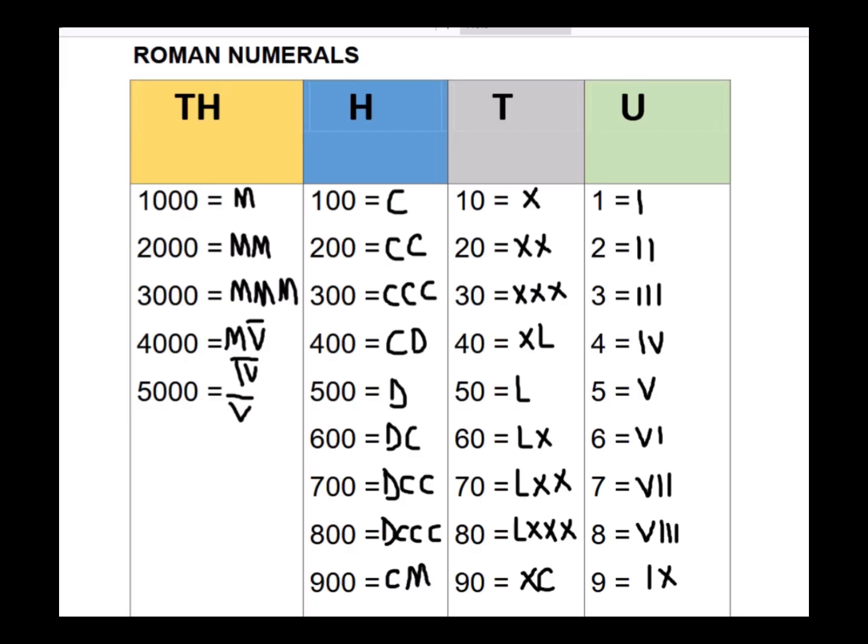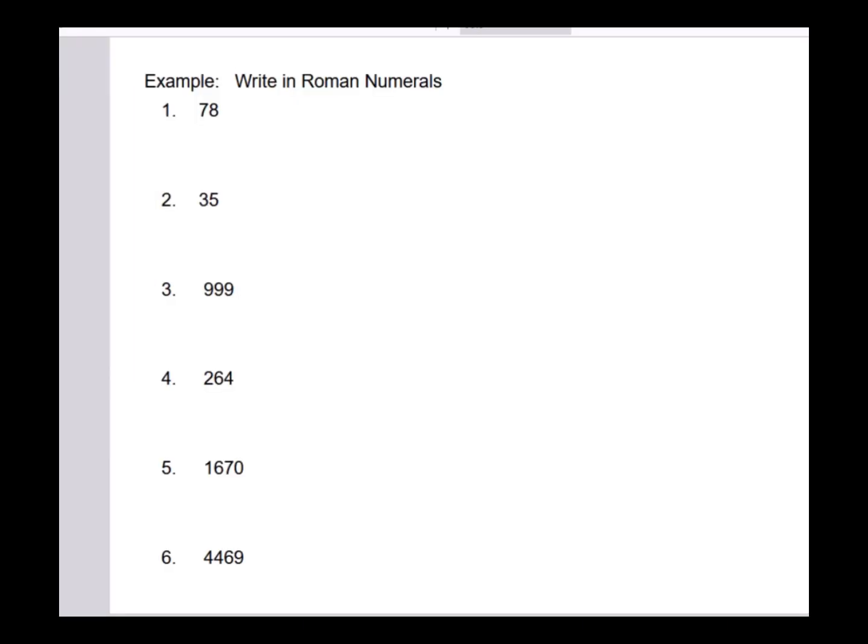So let's move to some examples. So we'll be looking at the first example here. We are writing 78 as Roman numerals. So we have 70 and 8. So you put your unit, and your tens on it. So we have 70 plus 8.